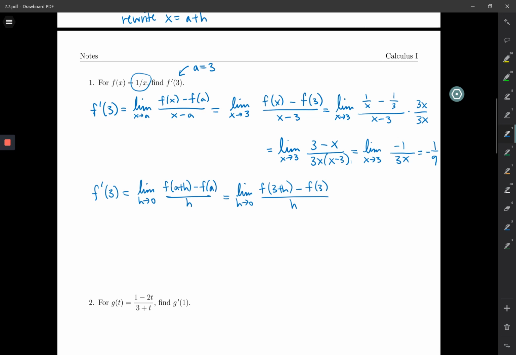And next from here we want to evaluate f at 3 plus h. So that means that we plug in 3 plus h for our variable. So that would give us 1 over 3 plus h for that first part, and then f of 3, which is just 1 over 3, and then h. So we end up with a similar thing where we have to simplify by multiplying by the least common denominator of these two fractions in the numerator.